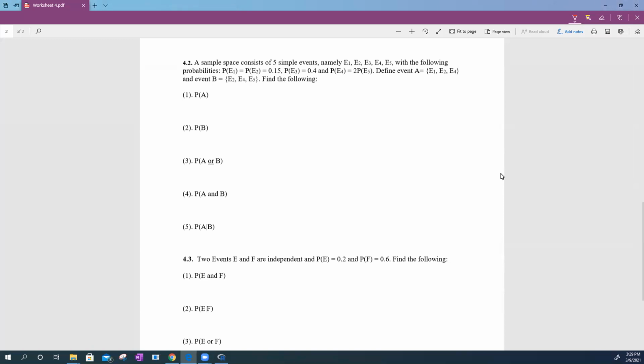Let's look at 4.2. A sample space consists of 5 simple events, namely E1, E2, E3, E4, E5, with the following probabilities. Probability of E1 equals probability of E2 equals 0.15, and probability of E3 equals 0.4, and probability of E4 equals 2 times the probability of E5. And then we define event A as E1, E2, E4, and event B as E2, E4, E5. And then we want to find the following: probability of A, probability of B, probability of A and B, probability of A or B, and probability of A given B.